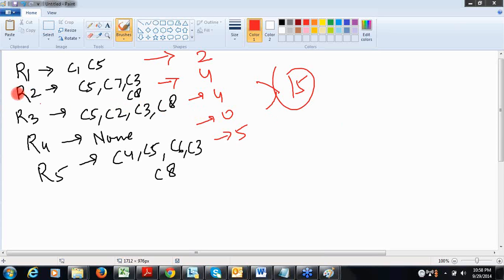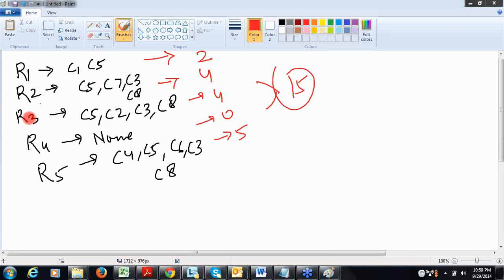So R2, we can have, suppose R2 C7 is selling. If C7 is selling, so it has 3 competitors, so C5, C3 and C8 have to sell in that region. Okay. So R2 will have what? C5, C7, C3 and C8.